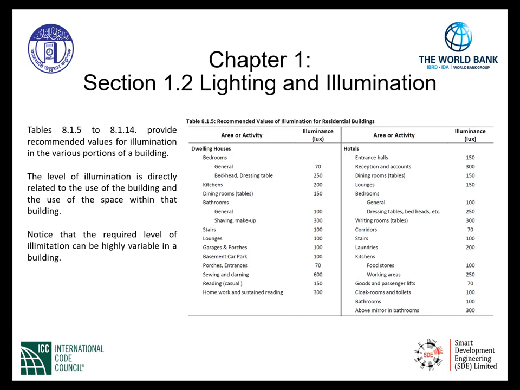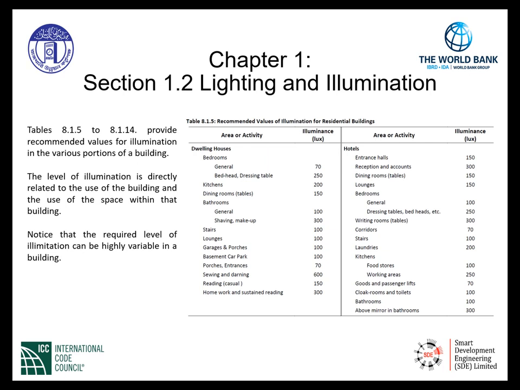Tables 8.1.5 to 8.1.14 provide recommended values for illumination in the various portions of a building. As seen here, Table 8.1.5 is titled Recommended Values of Illumination for Residential Buildings. The area or activity is indicated in the first column, with the category dwelling houses. To the right of the activity is the illuminance in lux.